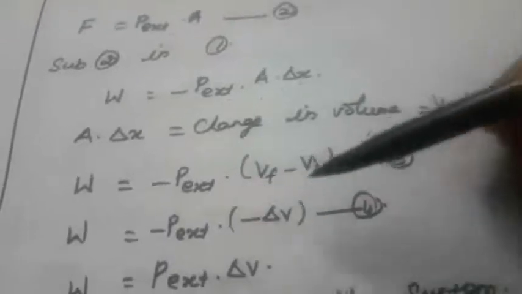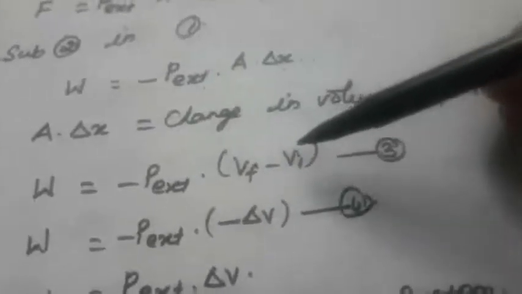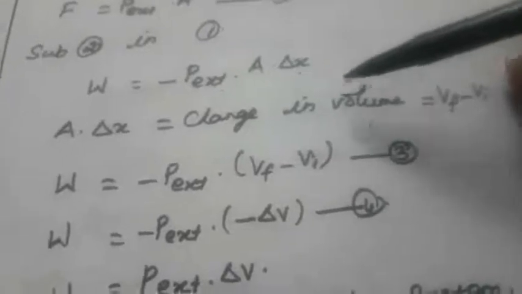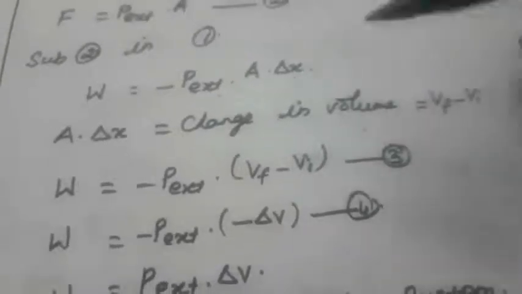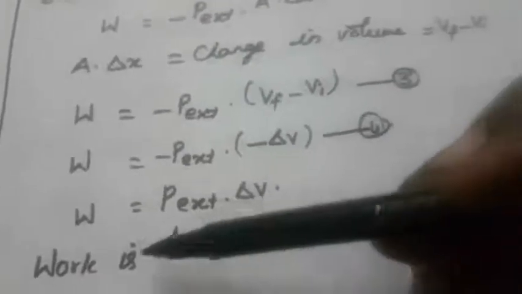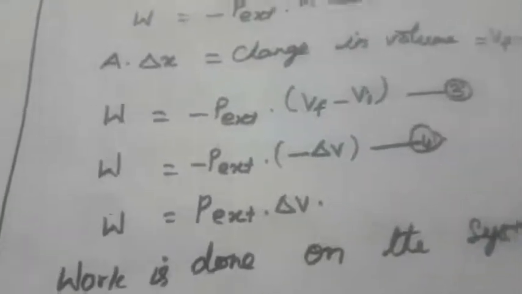This is the change in volume. How to calculate the change in volume? That is final volume minus initial volume. So the change is delta V. So W is equal to minus P external delta V. If W is a positive value, it is work done on the system. Negative means work done by the system. So a positive value means work is done on the system.